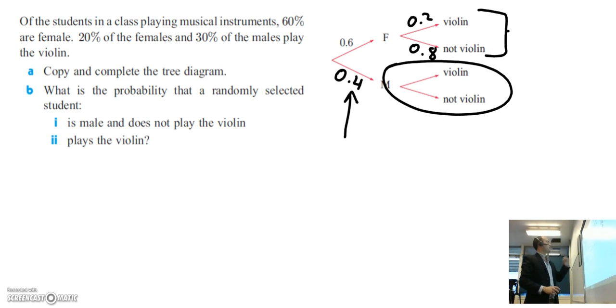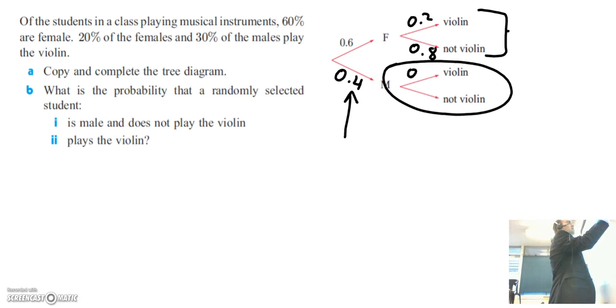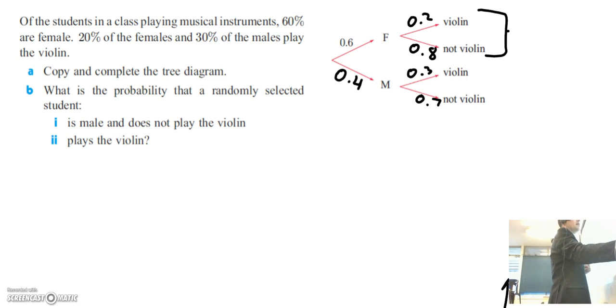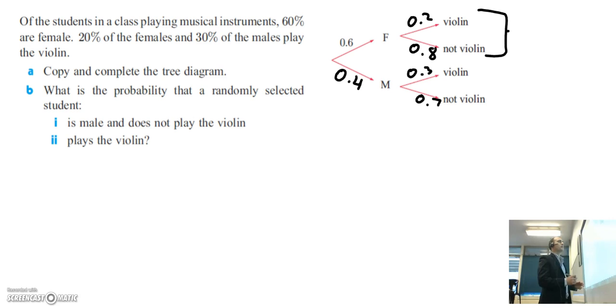So of the males, 30% play the violin, 0.3, which means 0.7 do not. Let's get rid of that for the meantime. Oh, doesn't want to go. So we've now completed our tree diagram.